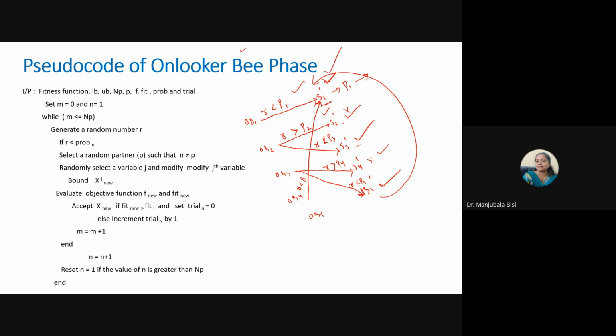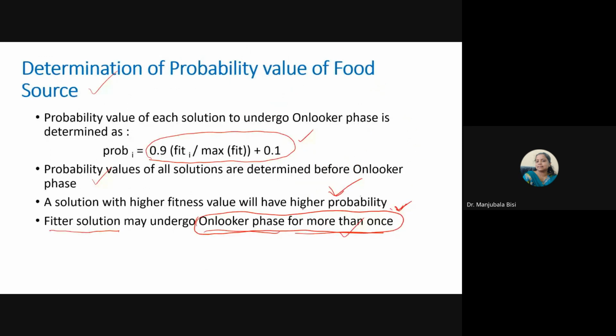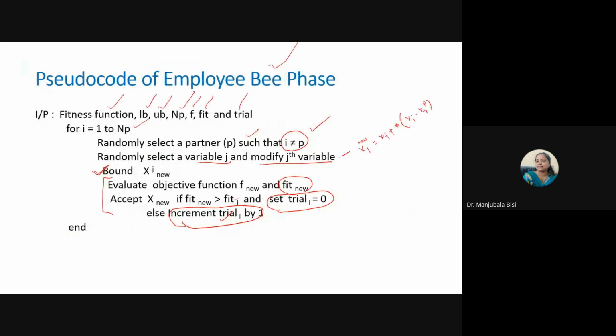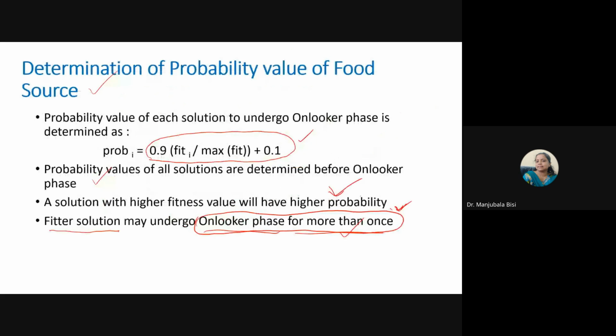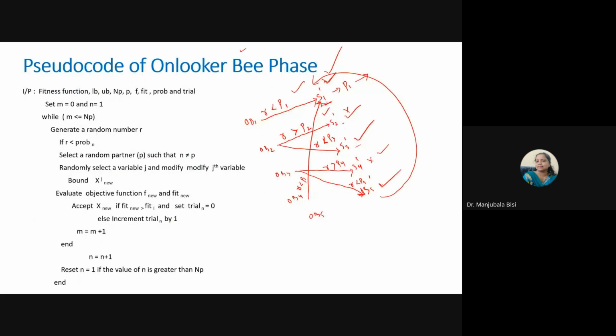So if you remember this statement, right? Higher probability solution may undergo onlooker B phase more than once. If you see here, this S1 dash, this solution, maybe the probability value is higher. That's why this R, probability value is higher. That's why this S1 dash, we are doing two times changing to the S1 dash because this probability is higher, right?